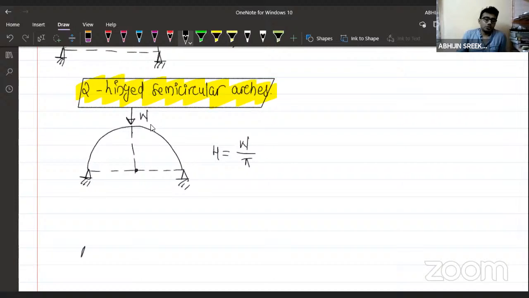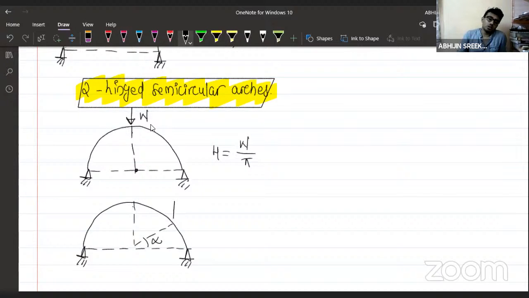If one more loading condition, for example, again a two-hinged semicircular arch, but now the load is not acting through the center of the arch. Now it is acting at an angle alpha with the horizontal. This is the load here. What is the horizontal reaction? It will be equal to W by pi into sine square alpha. Very good.